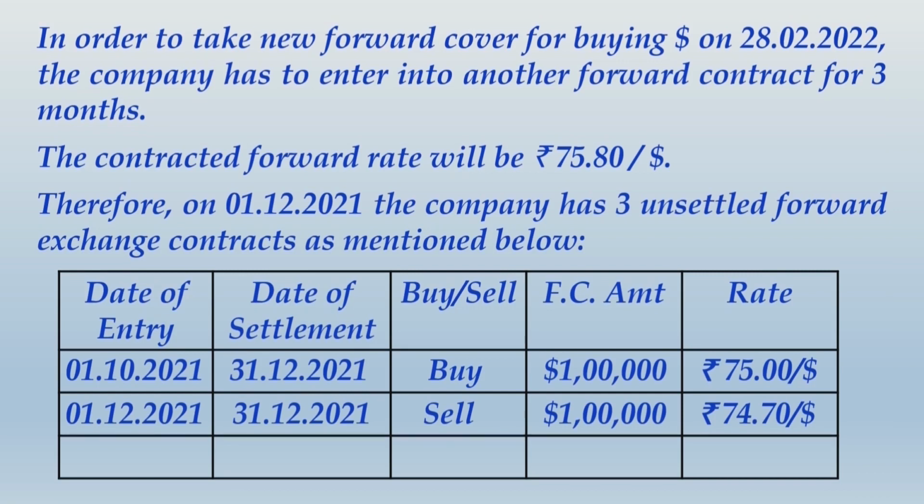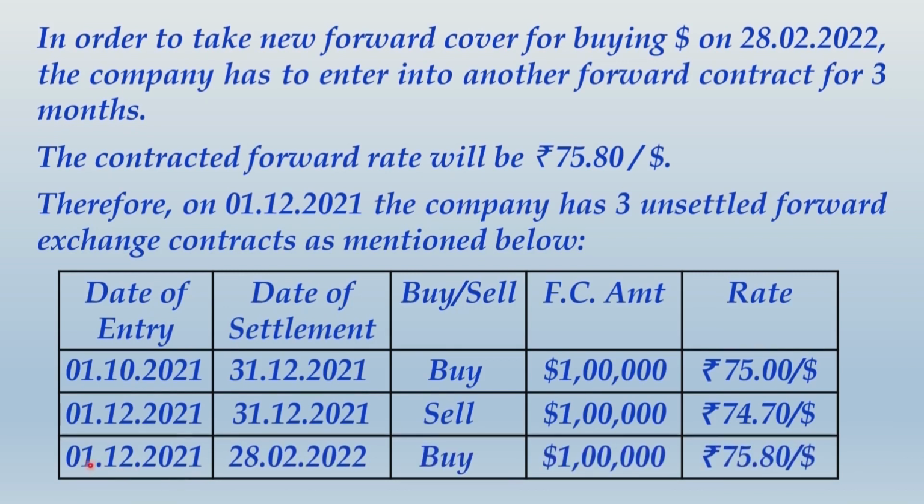Now the new forward contract is the third contract that is emerging in the case. The date of entry is same 1/12/2021, but date of settlement is 28 February 2022. This contract is to buy $1 lakh at the rate of rupees 75.80 per dollar. Before I give you the remaining part of the answer, first write up this much quickly.